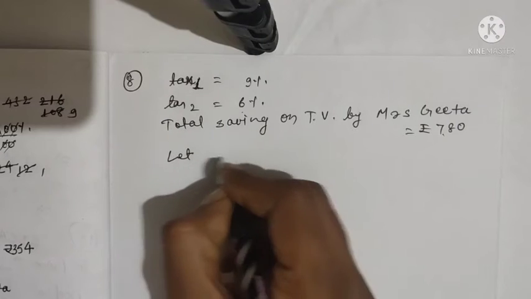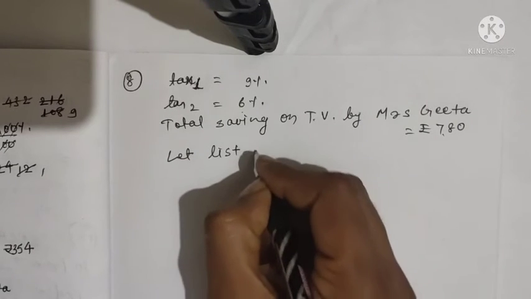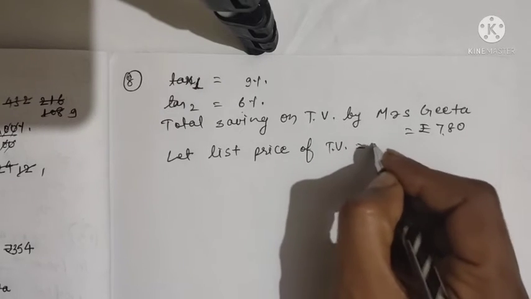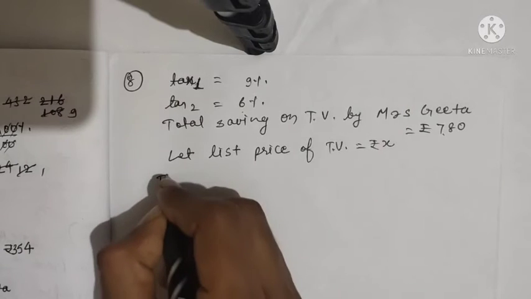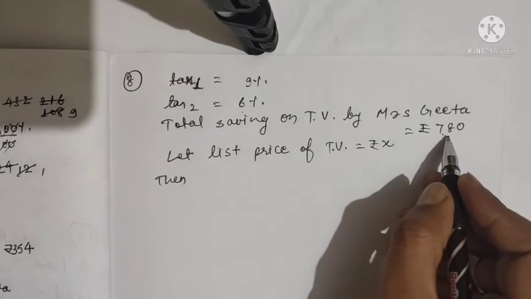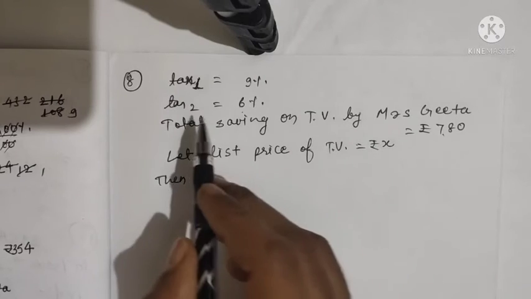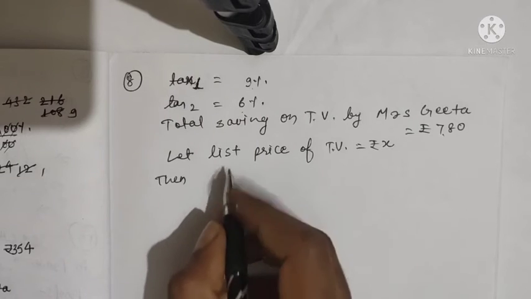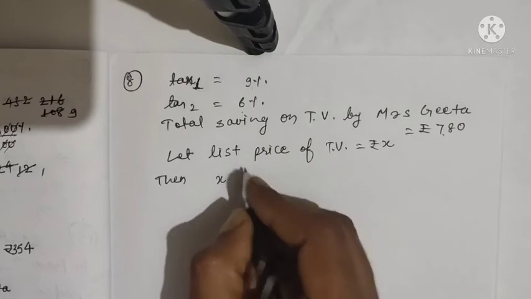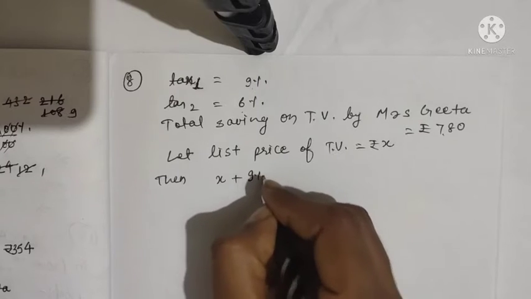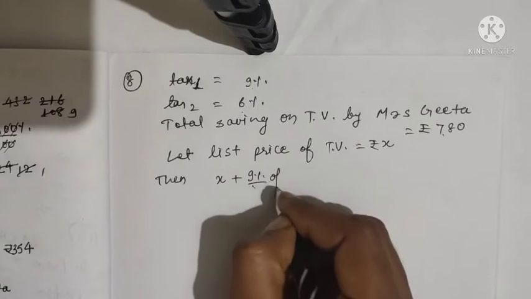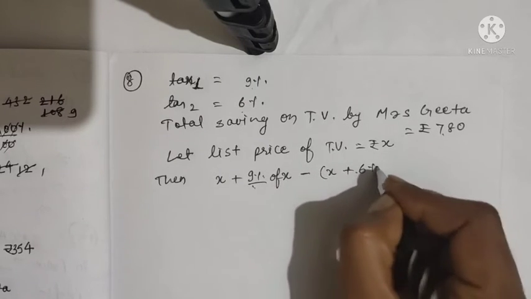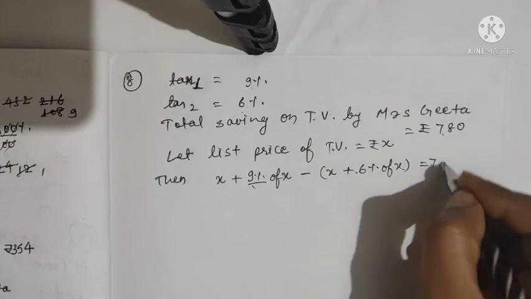So let us consider that the list price of the TV is rupees X. Then 780 will be equal to the price on tax 1 minus the price on tax 2. So it will be X plus 9% of X minus X plus 6% of X is equal to 780.